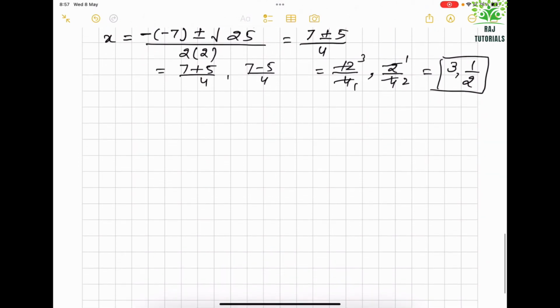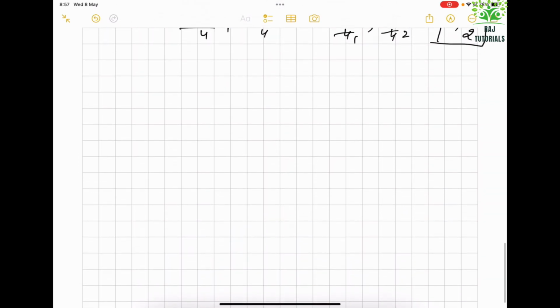Now let us take one more sum for the same method. Now I am taking a little bit different number: 4x square plus 4 root 3x plus 3 equal to 0. Now see, x is not in root, so I can say it is a quadratic equation. If x is in root, then it is not a quadratic equation, like in polynomials we discussed.